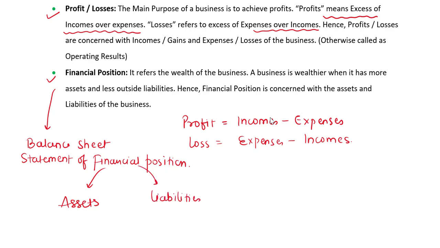In liabilities, we have two parts: current liability and non-current liability, and we also have equity. In assets, we have current assets and non-current assets. So, total assets minus total liabilities. I have included the equity part in liabilities only over here.